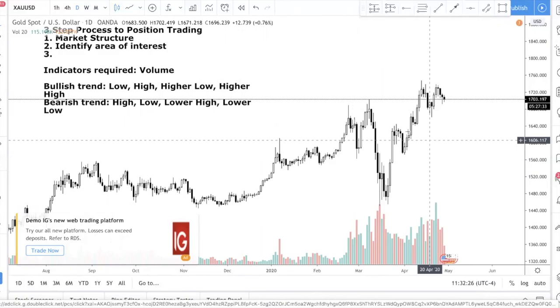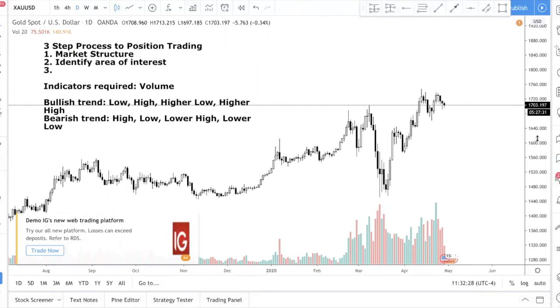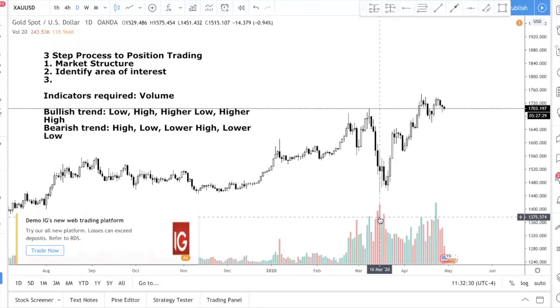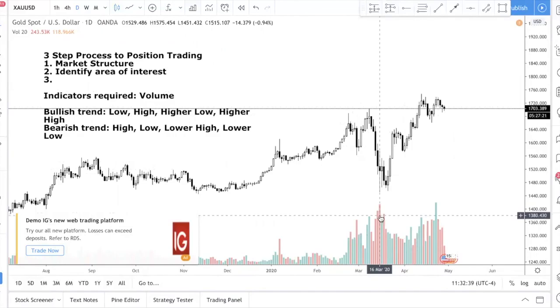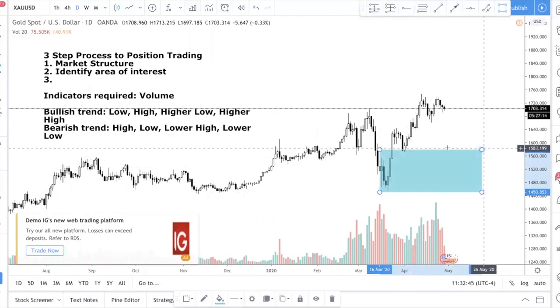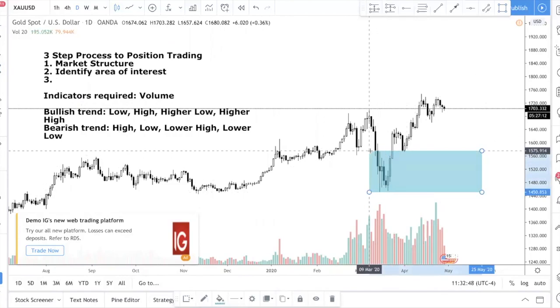Okay, so what you do to identify the area of interest is you use the indicator. You look at the highest volume bars. If you look at this whole chart area, you see that this is the highest volume. So what you do is you take the rectangle tool and just box up the entire bar. Okay, this is how you do it.